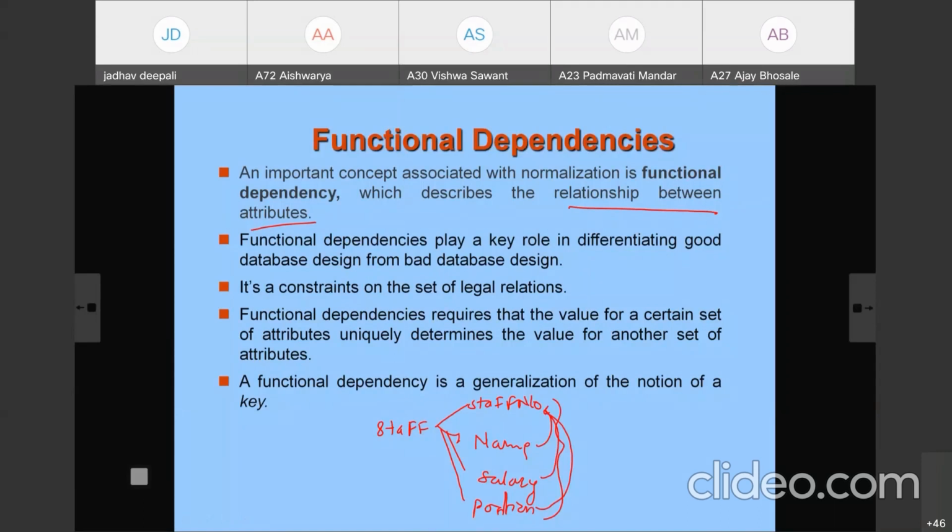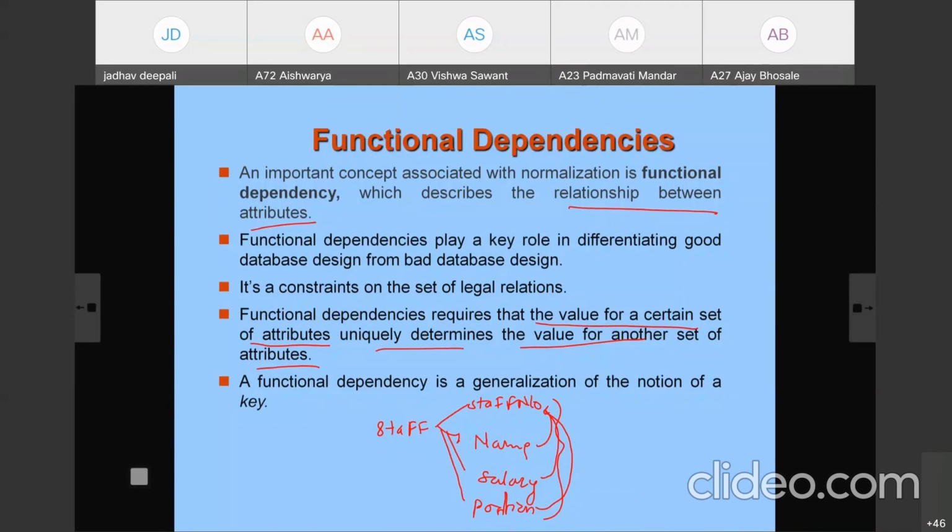Functional dependencies play a key role in differentiating good database design from bad database design. It's a constraint on the set of legal relations. It is nothing but the integrity constraint on the set of relations. The simple definition: the value for a certain set of attributes uniquely determines the value for another set of attributes. We'll see the mathematical definition.